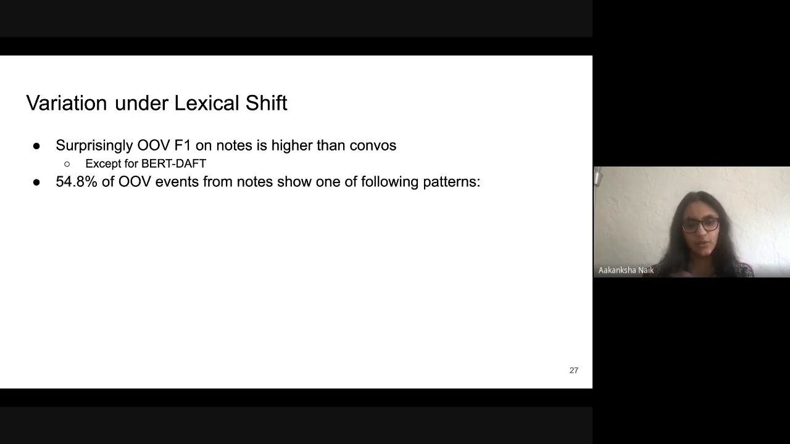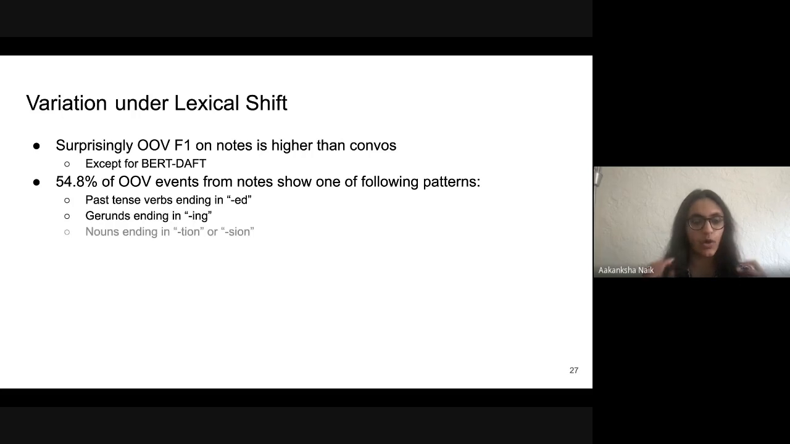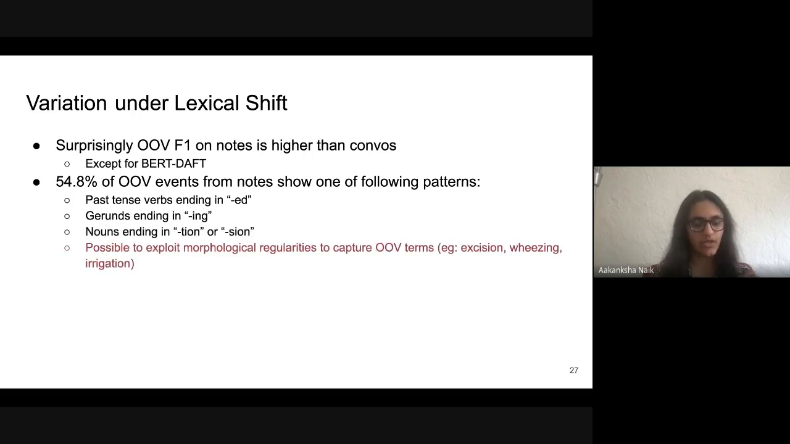But then we decided to poke more into this and look at what were the kinds of out-of-vocabulary events that models were getting right. And we saw that around 55% of these out-of-vocabulary events that models are getting right followed a bunch of common morphological patterns, specifically these three patterns, which are very good indicators of eventiveness. So typically, all kinds of past tense verbs that end in -ed usually refer to events.